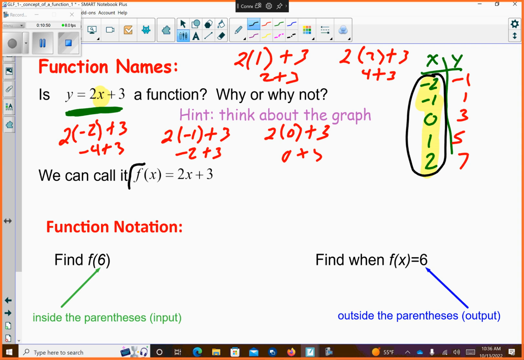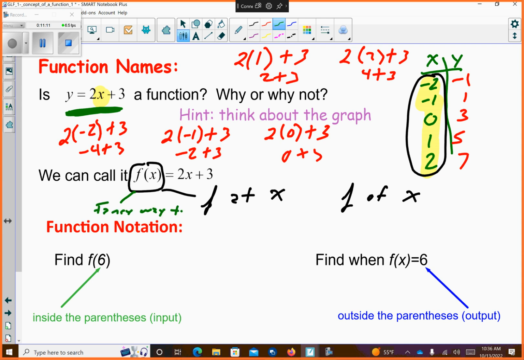Okay? So you might see f at a number or f at a letter, f at x. You might see g at x. You might see h at x. That's function notation. So what is inside the parentheses is what you plug in. If you see something outside, you solve for x. So two kind of sort of different things.